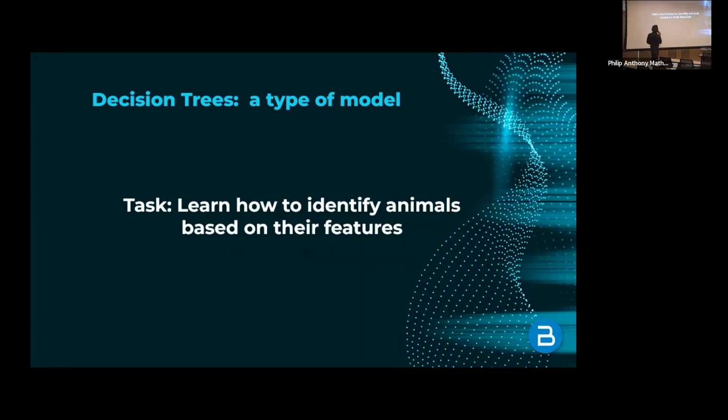Essentially, what you just did there, you were somewhat of a decision tree in that activity. That's what a decision tree is: a model that asks yes or no questions to determine what a piece of data's associated label is. To look at a more concrete example, let's say we have a task where we want to learn to identify a type of animal based on its features. Next slide, please.